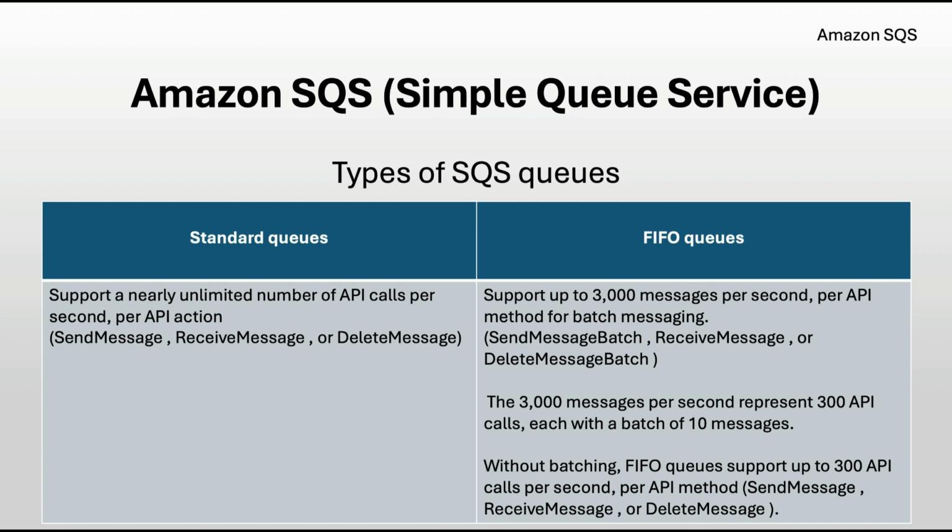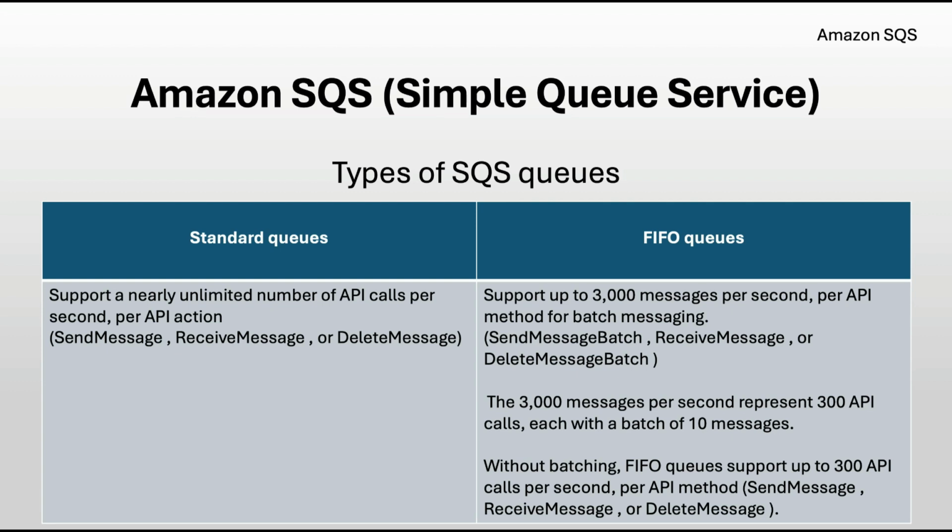When it comes to the FIFO queues, FIFO stands for first in, first out queues. FIFO queues support up to 3000 messages per second and per API method. That too for batch messaging. If you are sending a bunch of messages as a batch, then it will support 3000 messages per second and per API call. Again, same like a send message batch, receive message or delete message methods support these 3000 messages per second.